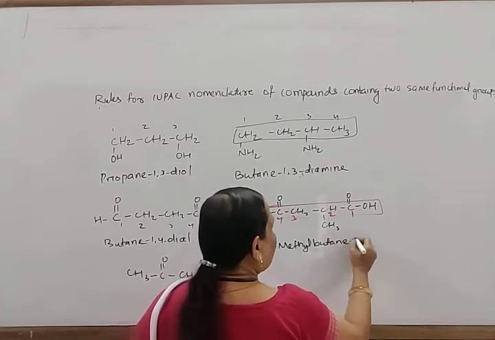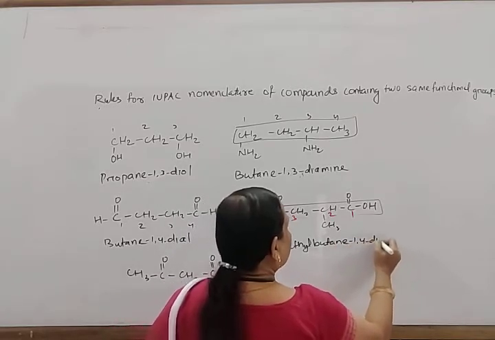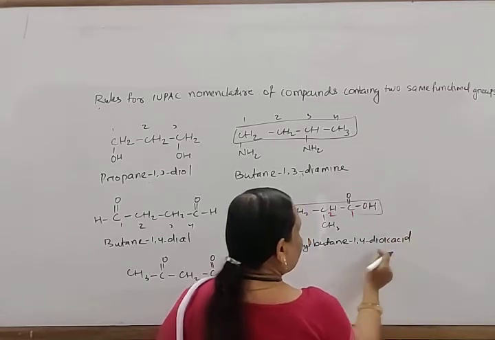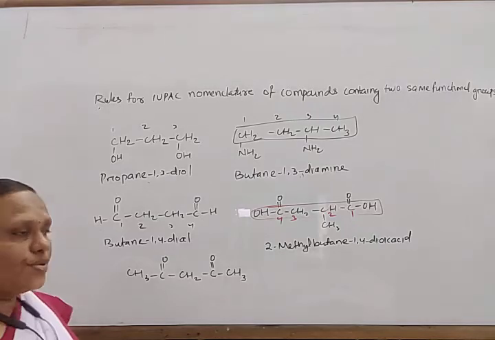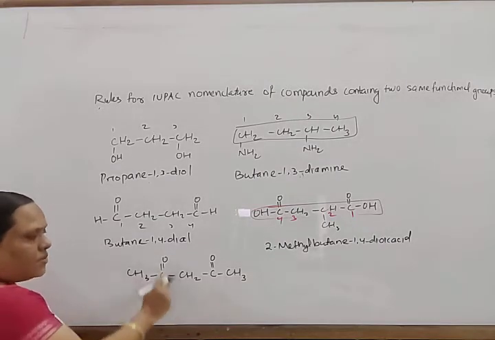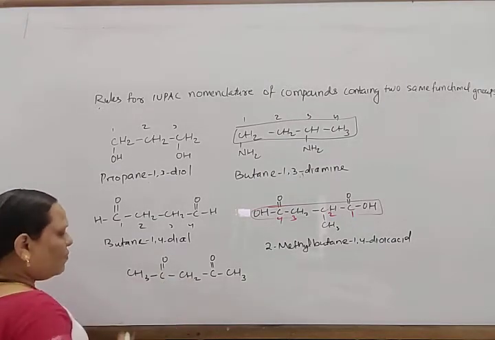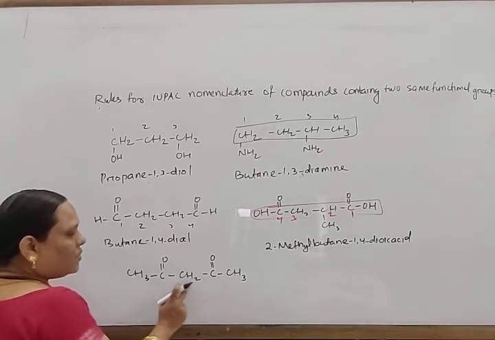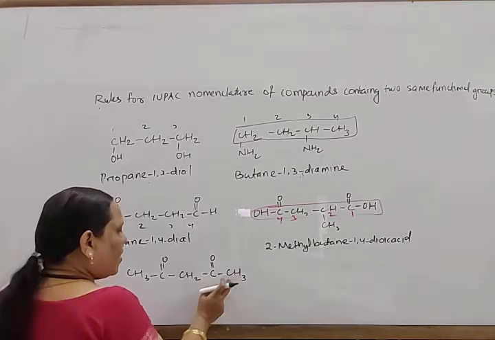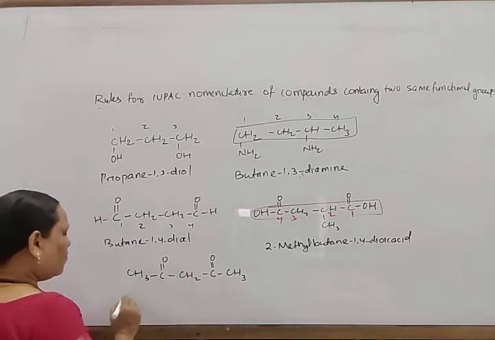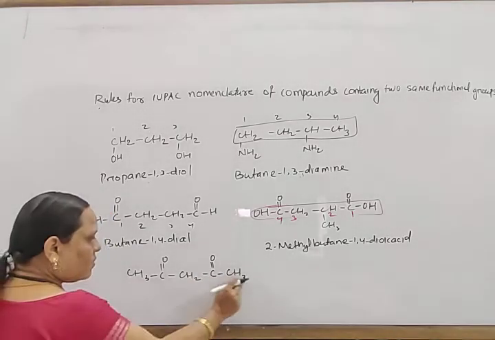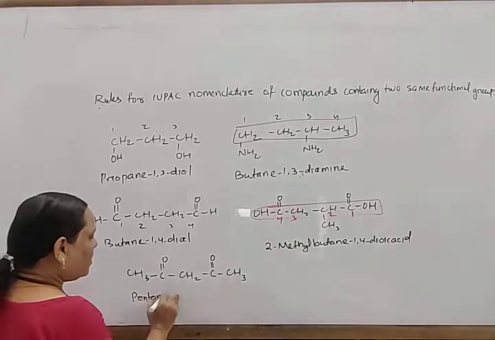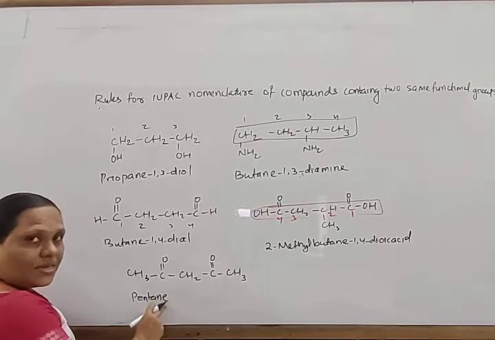So butane, then 1,4-dioic acid. Before writing oic acid, di is used. And look here, CO is there. This is the ketone group. Count from any side, this is the same position. 1, 2, 3, 4, and 1, 2, 3, 4, so 2, 4. In this way, the total number of carbons is 5. In this way, this is pentane, complete pentane.